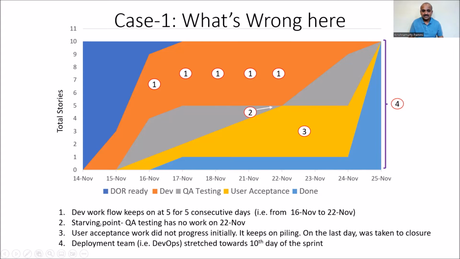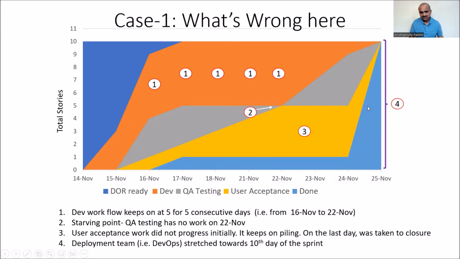So there are 4 concerns. First, why consistently 5 features are there for 5 days in the development queue? That's a point of concern. Second, there's a starving point for the QA team. There are no features. There is no work on 22nd November. And why user acceptance testing is not progressing at the expected level. And I think the DevOps has stretched at the last and they pushed it.